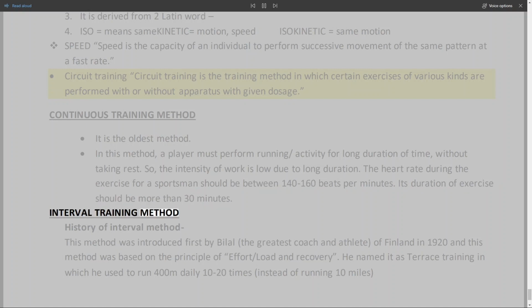Interval training method. History of the interval method. This method was introduced first by Bilal, the greatest coach and athlete of Finland, in 1920, and this method was based on the principle of effort/load and recovery. He named it terrace training, in which he used to run 400 m daily 10 to 20 times, instead of running 10 miles.